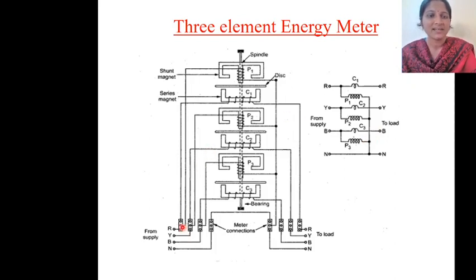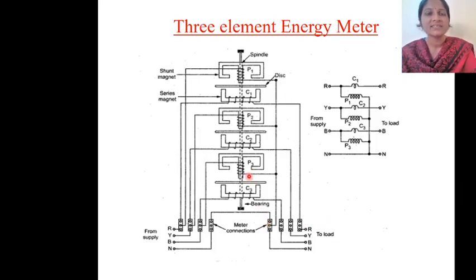That means from R there should be two wires going. One goes to the current coil and another wire goes to the pressure coil. Likewise for Y also there are two wires: one goes to C2, the other goes to P2. From the B phase one goes to C3 and the other goes to P3. The supply neutral and the load neutral are joined together, and all the pressure coil endings are given to the neutral wire, and this is given to the load. So this is about the connection.